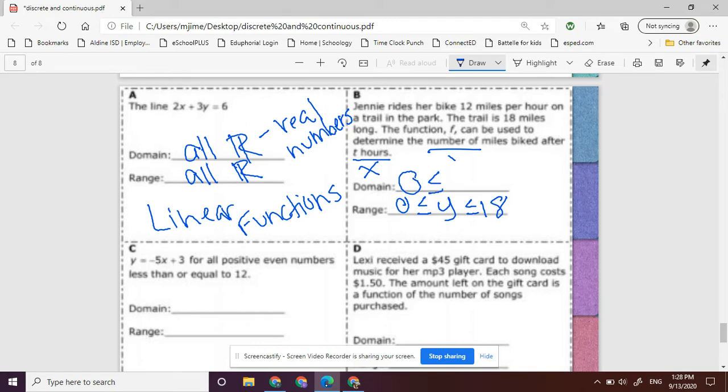To figure out how much time it takes to do 18, I do 18 divided by 12 because I'm riding my bike at 12 miles an hour. 12 goes into 18 one time with the remainder of 6. We bring down a 0, and that would be 1.5 hours.